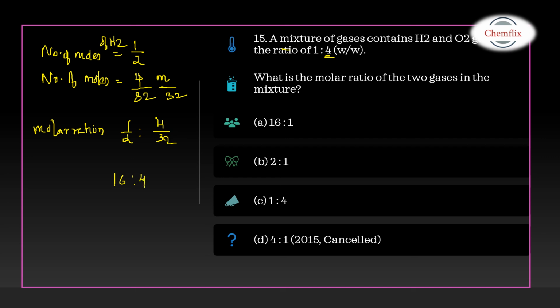16 is to 4 you will get. Okay. Now I'm going to divide it by 4 on both sides. So 4 is to 1. 4 is to 1 will be the answer. Here, option D will be the answer. I don't know why they cancelled this question. This is how you can find out the molar ratio of two gases in a mixture.